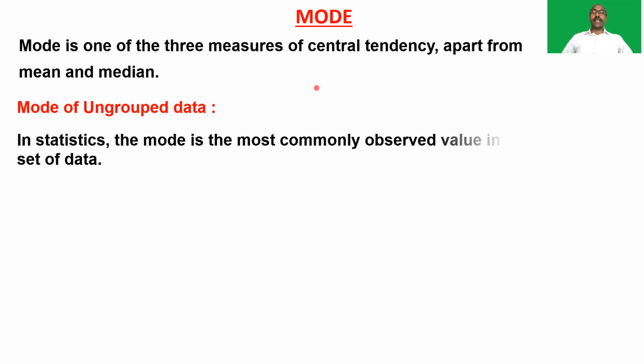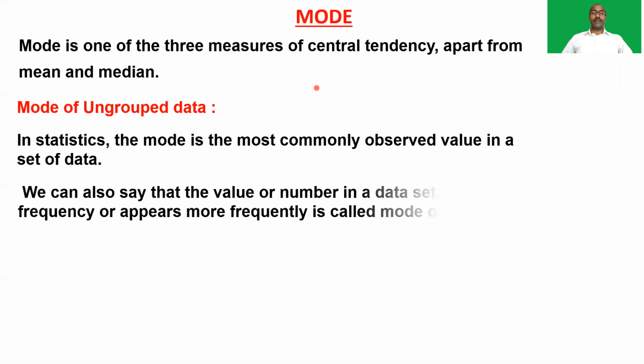In statistics, the mode is the most commonly observed value in a set of data. That is, we can also say that the value or number in a data set which has a high frequency or appears more frequently is called mode or modal value. The number or value which appears more frequently is called the mode of the given data.